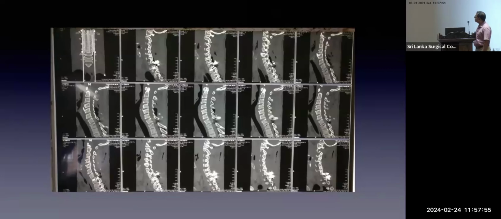So this is after fixation. These were done when I was in Kurnagal, so we didn't have MRIs at that time. So these are the CTs. We have done a small laminectomy and put lateral mass screws to C7 and pedicle screws to T1. So the main thing is after surgery, you can mobilize, he goes home.